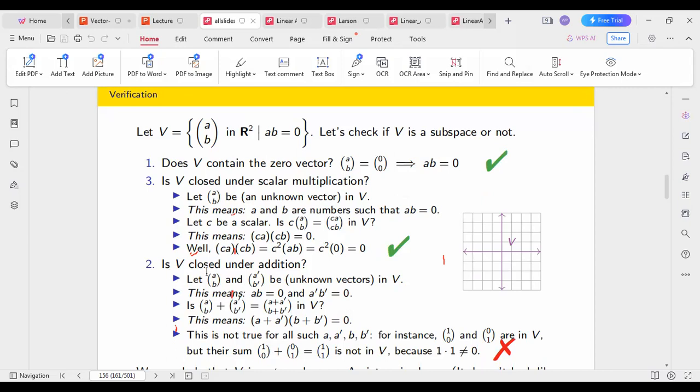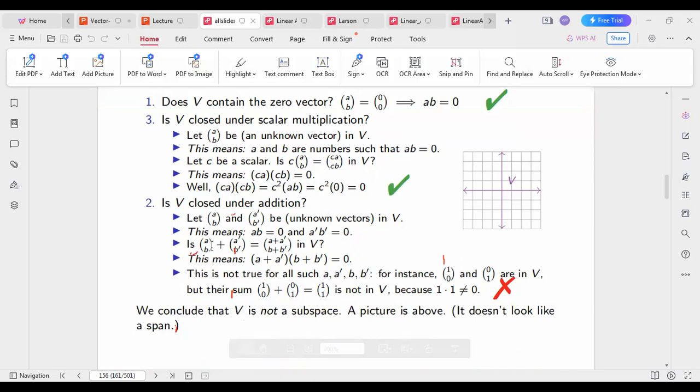Now the second law: verifying that B is closed under addition. Let (a, b) and (a', b') be two unknown vectors which lie in B. This means that ab equals 0 and a'b' also equals 0. The sum of the two vectors can be written as this, which should also lie in B. This means that (a plus a') times (b plus b') should also be 0. But this is not true for all such vectors (a, b) and (a', b').